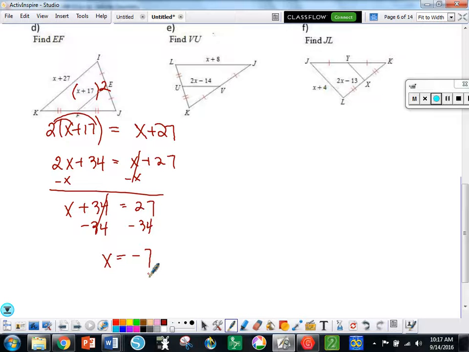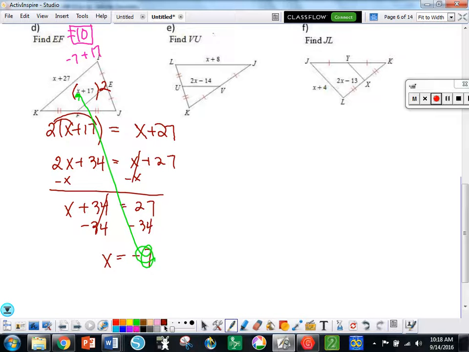Now I want you to go back and check. Was our goal here to find x, or did we have to do something else? Something else. We don't want to find x, we want to find VU. So we're going to take that negative 7 and plug it right there, right? If I plug it in, I've got negative 7 plus 17 equals what? 10.